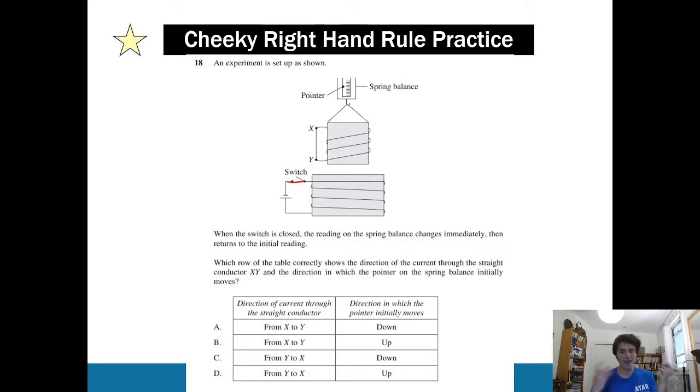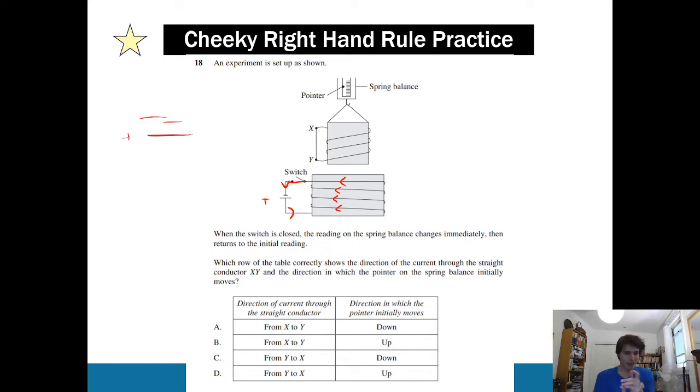So the switch closes, that means we've now got a complete circuit, and so current is going to flow. If you remember back to your year 11 batteries, a battery has the longer side being positive and the shorter side being negative, which means we're going to get current that flows around from positive to negative, so it's going to flow through your current carrying conductor like that.